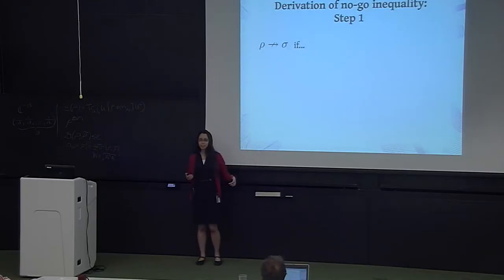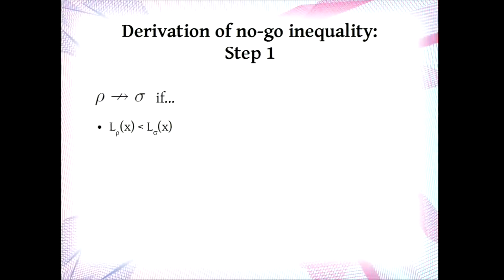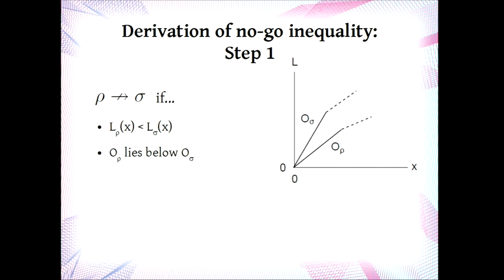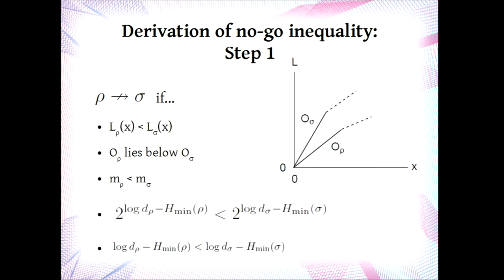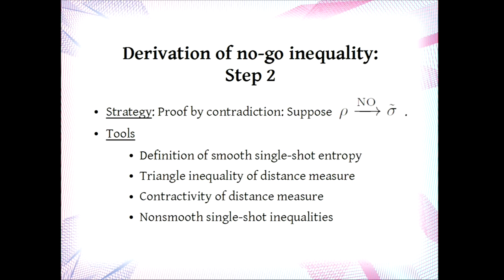The rho cannot transform into sigma if the Lorenz curve for rho ever dips below the Lorenz curve for sigma. In particular, if the on-ramp for rho is below the on-ramp for sigma, which means the slope of the rho on-ramp is less than the slope of the sigma on-ramp. Remember, we have expressions for these slopes in terms of the min-entropy. If we simplify this inequality, we get our non-smooth, no-go inequality. To get the epsilons in here, again, we used logic, algebra, and definitions. Not super illuminative, but it works.